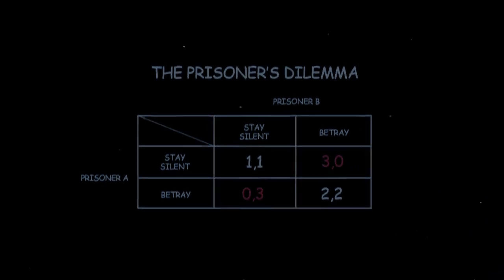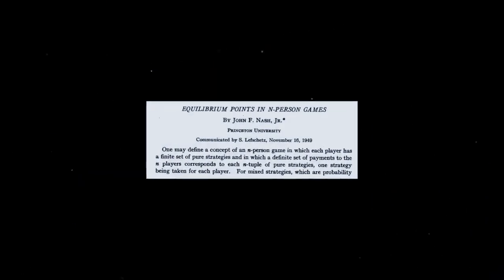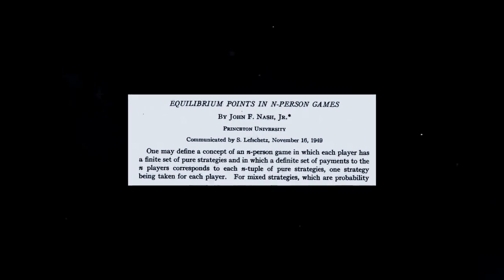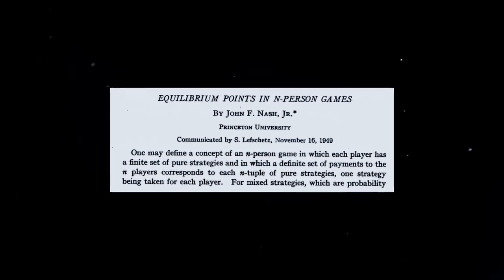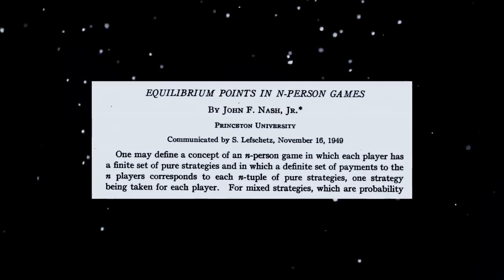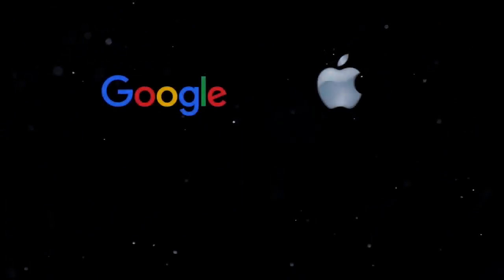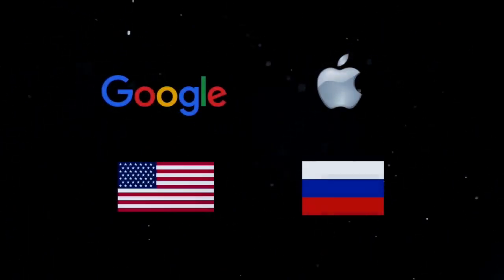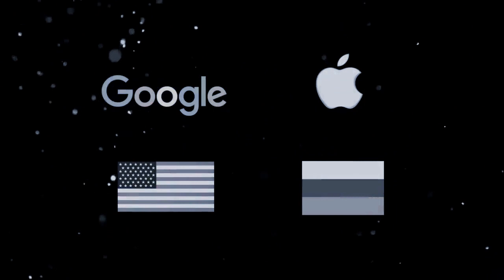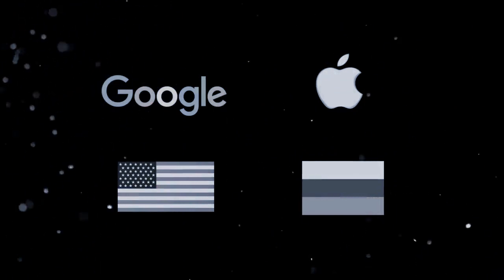The term is used since John Nash explained the essentiality of equilibrium in his landmark work, Equilibrium Points in N-Person Games. In essence, what he proposed is that even in high-level competitive games, like Google versus Apple or USA versus Russia, there exists an equilibrium where no side would benefit by changing its course.